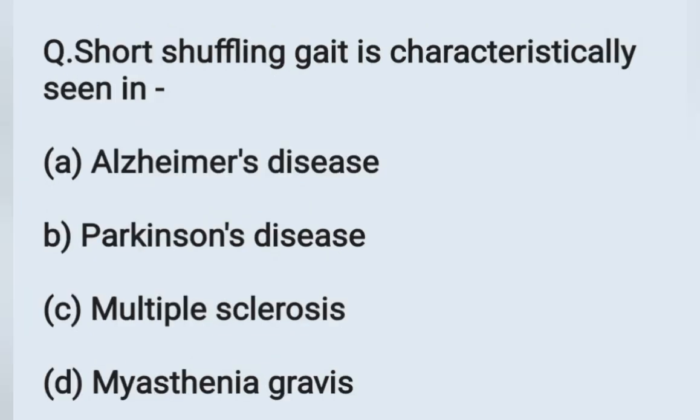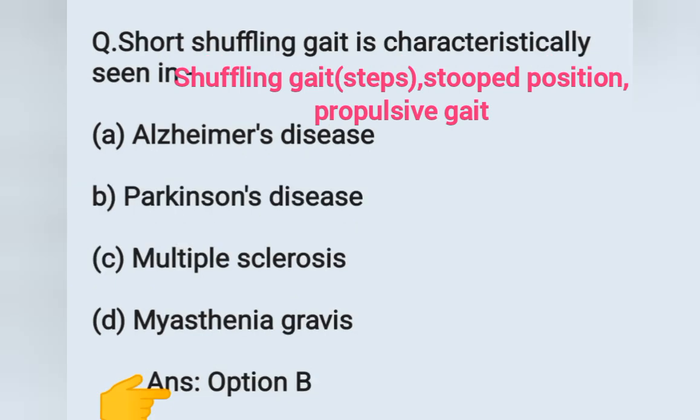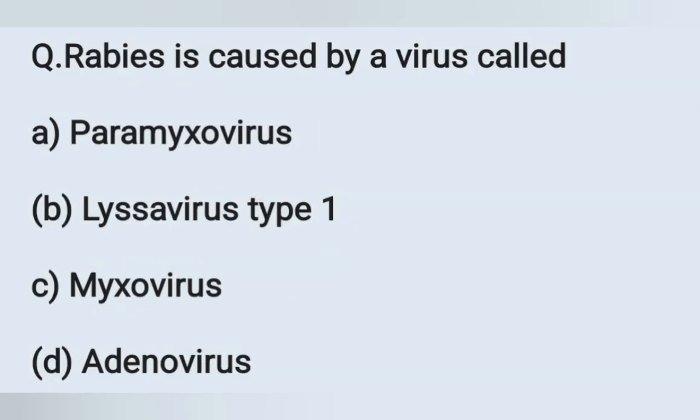Short shuffling gait is characteristically seen in options. Option A Alzheimer's disease, option B Parkinson's disease, option C multiple sclerosis, option D myasthenia gravis. Here our question is short shuffling gait. Shuffling steps, stooped position and propulsive gait are the characteristic features of Parkinson's disease. Option B is the correct answer. Move on to the next question.